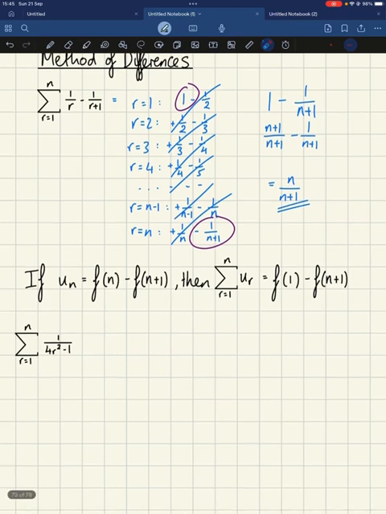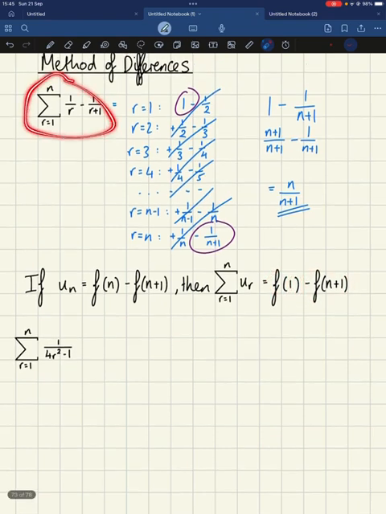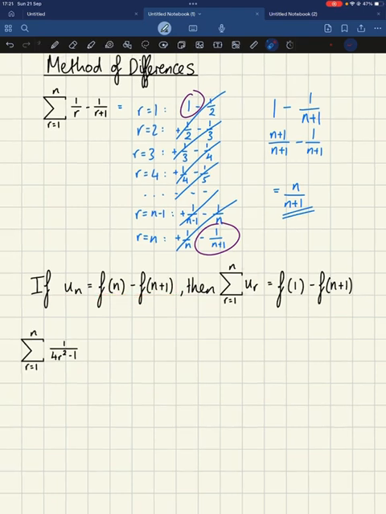But there's a simpler way to do it. If we have u subscript n, or u of n, that just means a term in a sequence or series, like the nth term. So if a term in some series is in the form f of n minus f of n plus 1, then the sum of u of r is f of 1 minus f of n plus 1. This is basically what we had over here. If u of n is equal to f of n minus f of n plus 1, then u of r is just going to be f of r minus f of r plus 1.